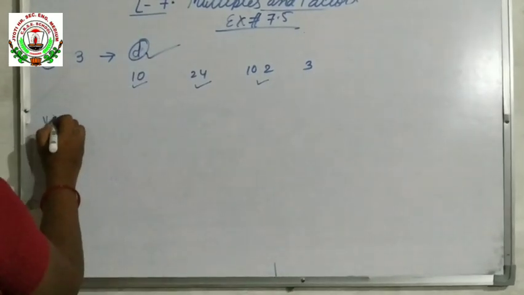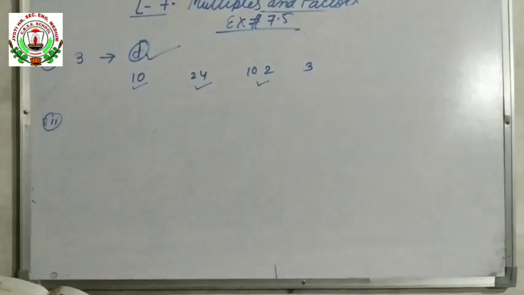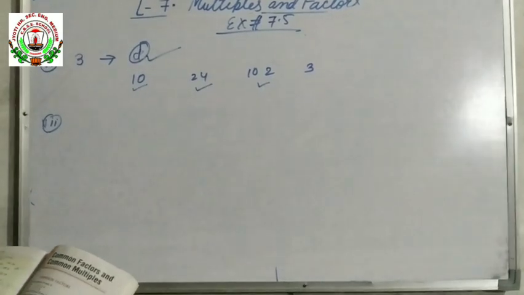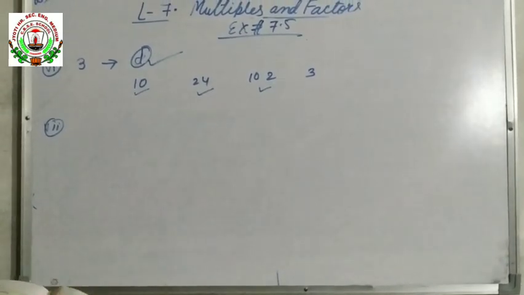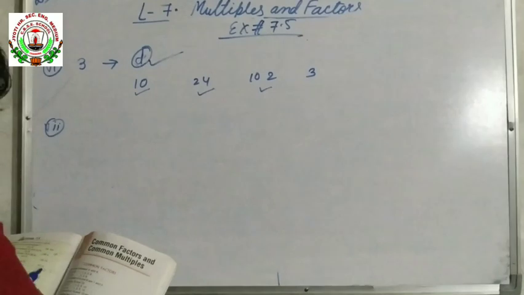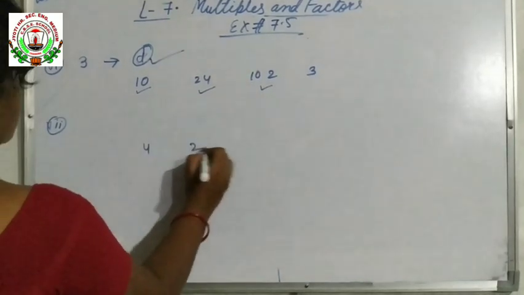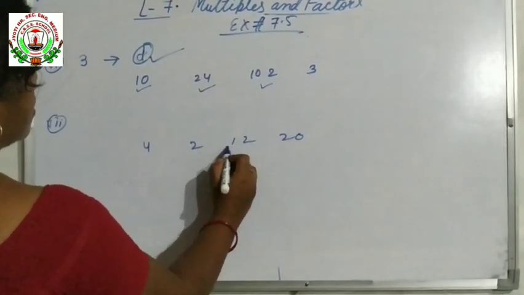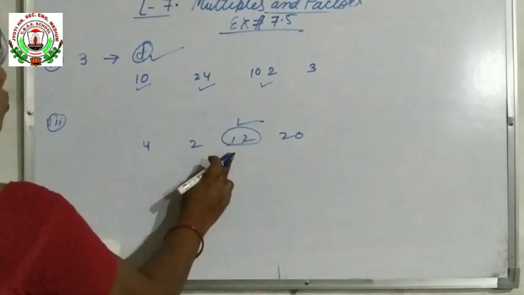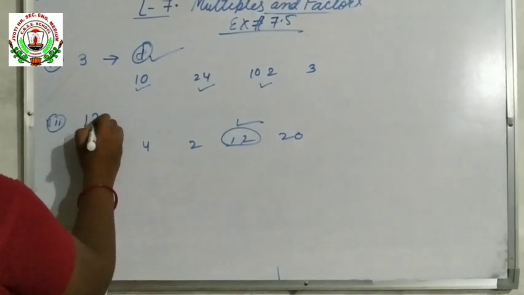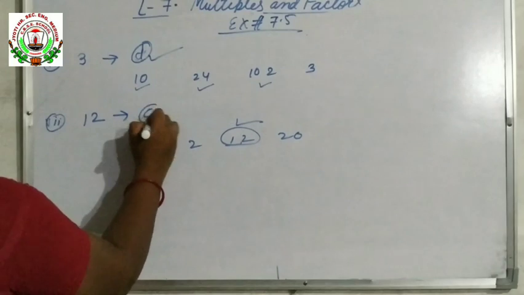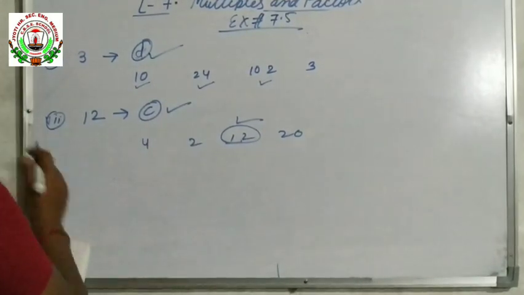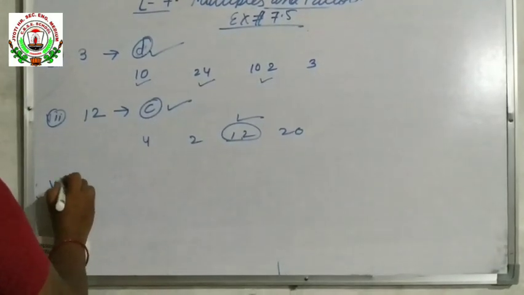Next is number 7. Which of the following is a multiple of 6? That means which number will come in the table of 6? What is given here? 4, 2, 12 and 20. This 12 will come in the 6 table. 6 2s are 12. So 12 is the correct answer, which is your option C. Understood?